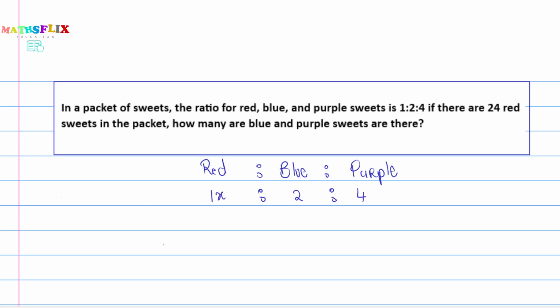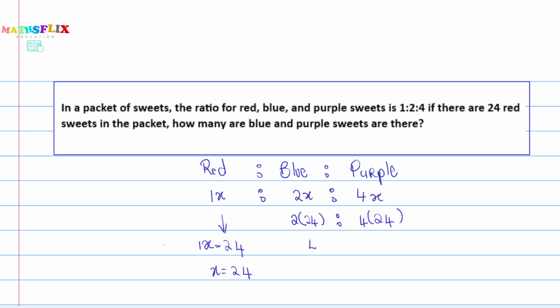Let us not forget to add our x's. And then afterwards, what was given to us? Well, it says that there are 24 red sweets. That means that 1x is equal to 24. Oh, simple. x is equal to 24. You multiply everything by 24. So wherever you see x, you just sub in 24. This is quite simple and straightforward.